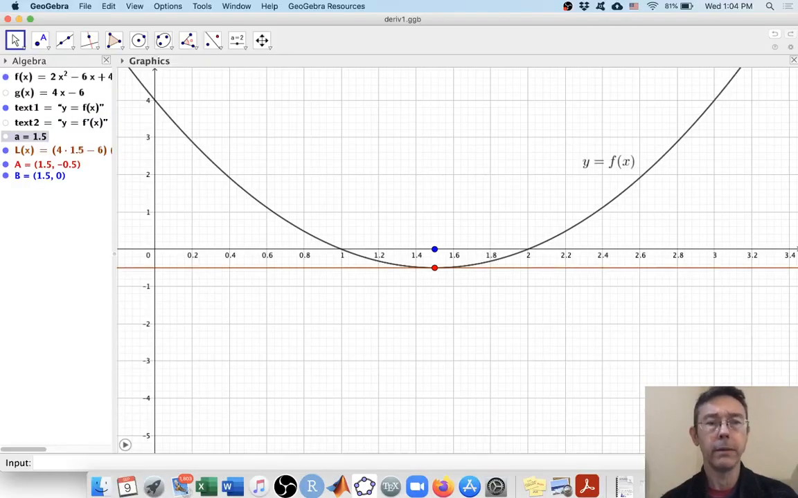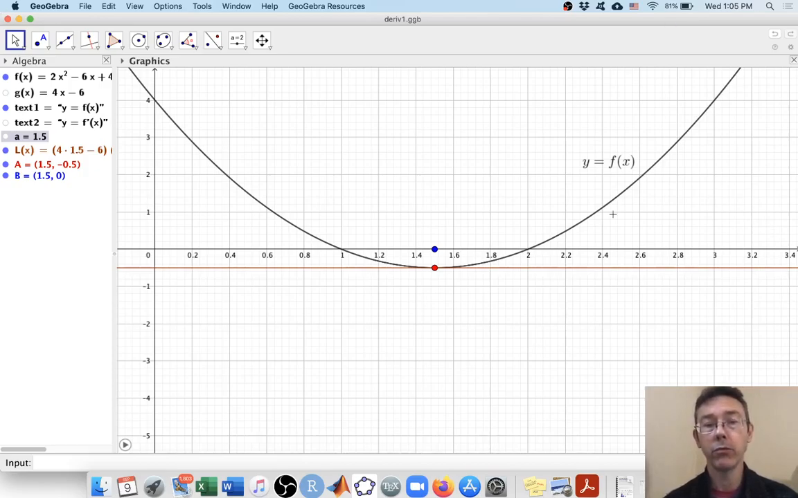Let's see how this looks visually. Here we are in GeoGebra. I've graphed the function 2x squared minus 6x plus 4. At some point on this graph here, using a red dot, I can draw a tangent line to the graph. So at x equals 1.5 right now, we can see that tangent line. The derivative of the function at that point is going to be the slope of the tangent line. At x equals 1.5, the slope is going to be 0. So the blue dot is representing the derivative at x equals 1.5. I'm plotting the point 1.5 comma f prime, which is 0.